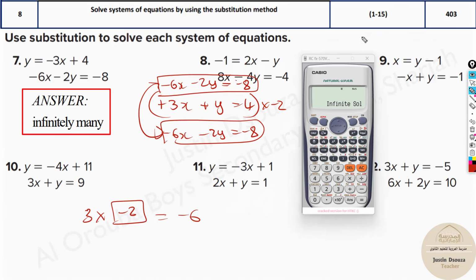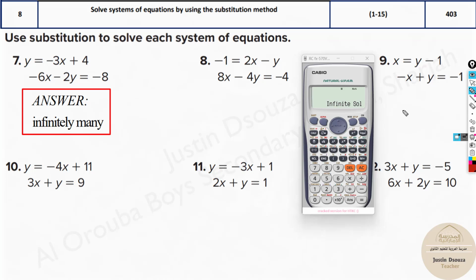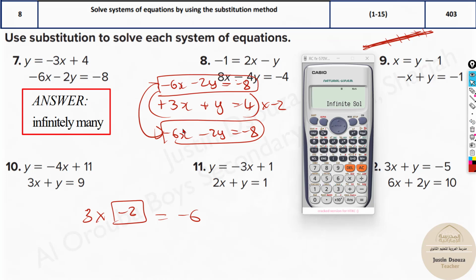This means when you graph them, you're getting the same equation. They're the same line. So every point is a solution. There are infinite solutions for this case. That's why we are getting infinite solution. So you need to solve both the equations and check if they are equal. All these terms must be equal, then they are infinite solutions.